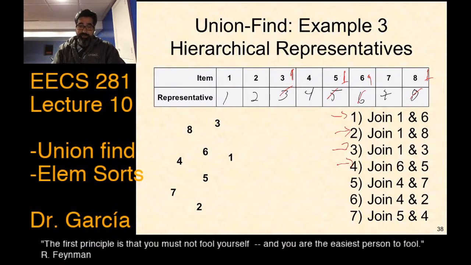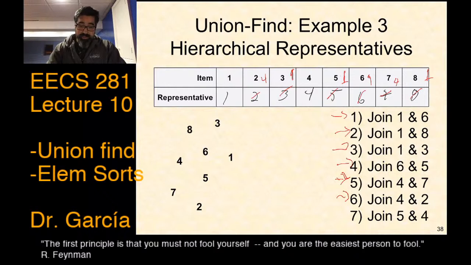All right, now join of 4 and 7. This one's fairly straightforward like before, right? Except we would pick 4 to be the representative of 7. Then join 4 and 2. We would pick 4 to be the representative of 2. Again, that's by the left operand convention for the join.